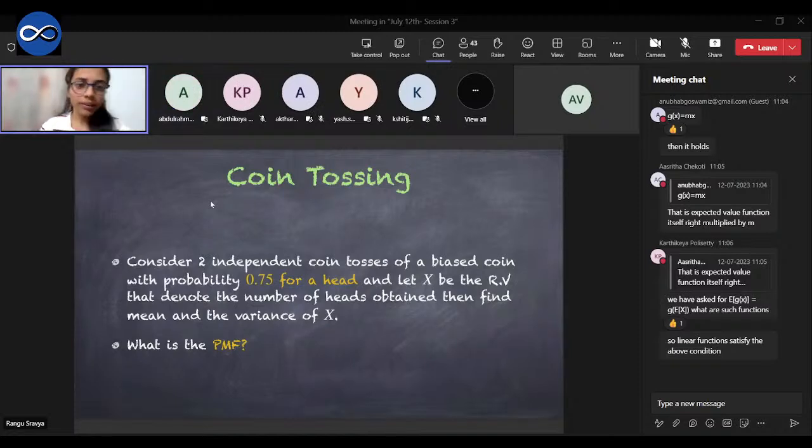Coin tossing. Consider two independent coin tosses for a biased coin with probability 0.75 for a head, and let x be the random variable that denotes the number of heads obtained. Then find the mean and variance for x. We are tossing a biased coin 2 times, given the probability of head to be 0.75, and consider the random variable as the number of heads. Then find the mean and variance of x. Try this question and respond with your answers in chat.